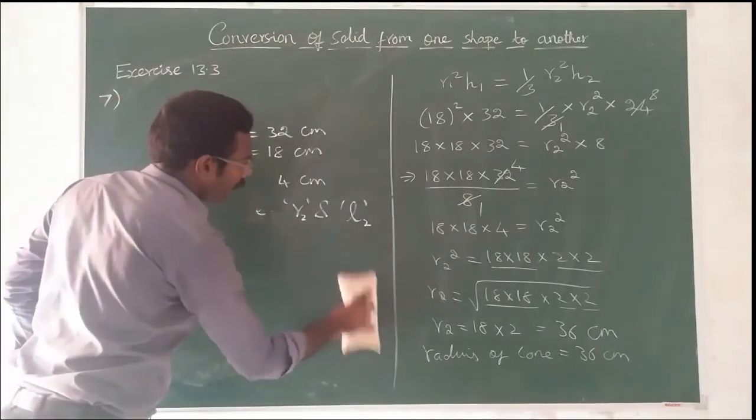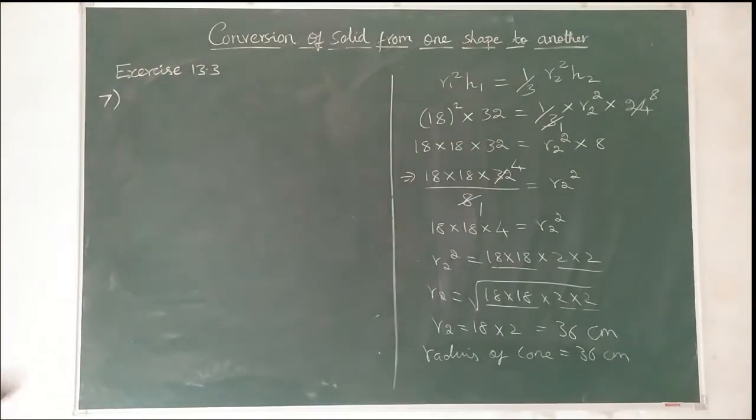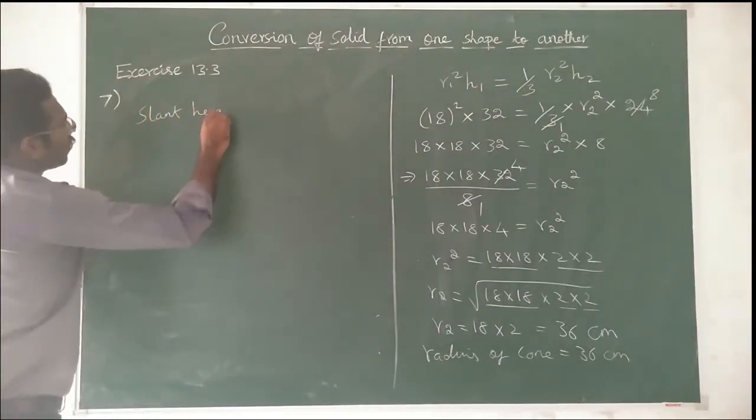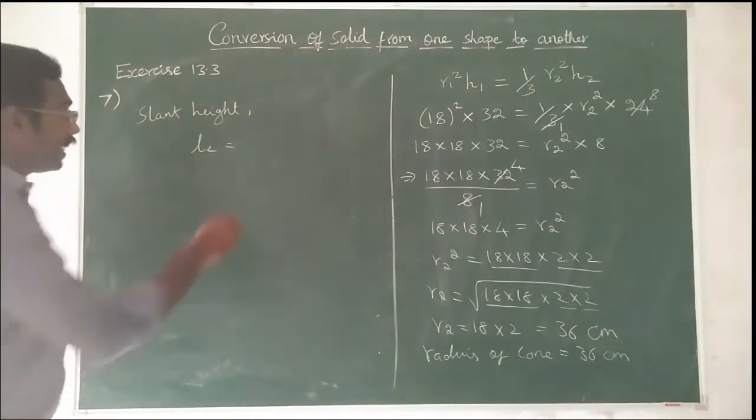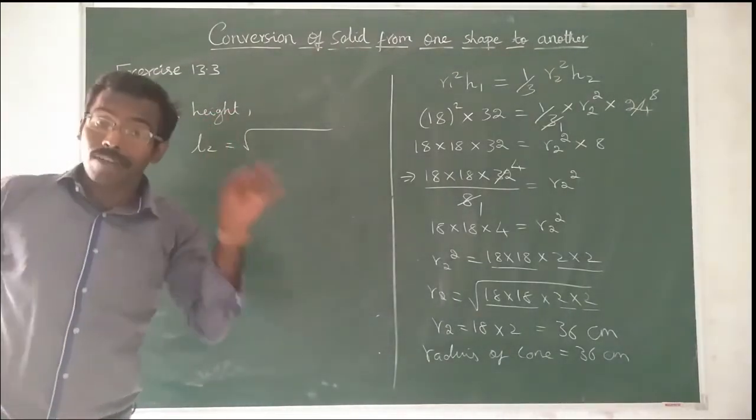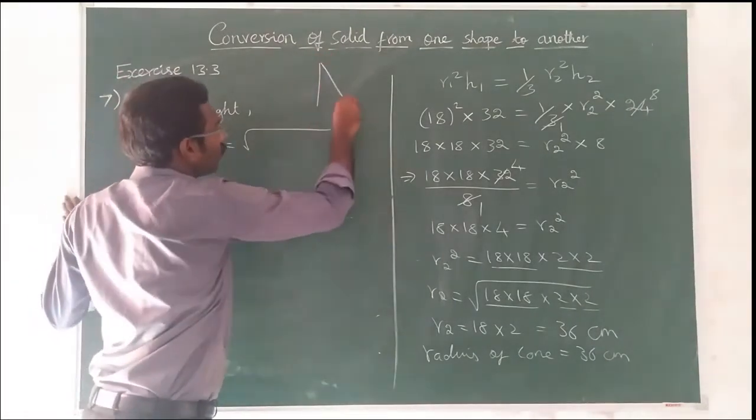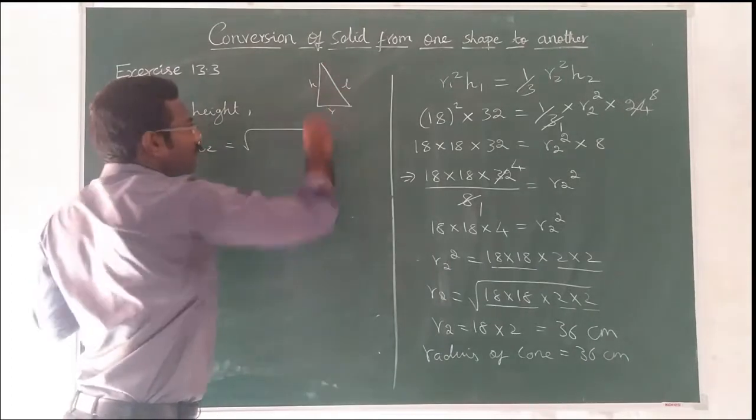So slant height, how will you find? Slant height has one formula. The slant height formula is L equals square root of r square plus h square. Okay, you see in a cone, this is height, this is radius, this is slant height.